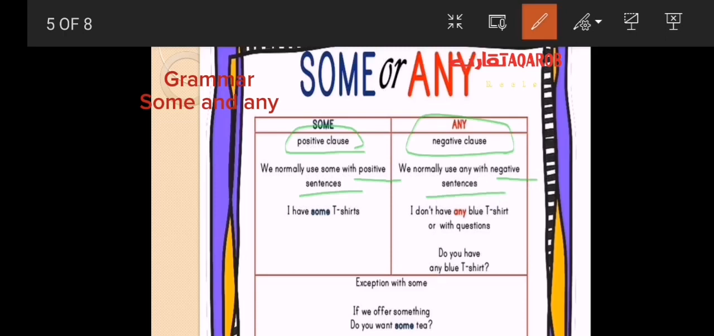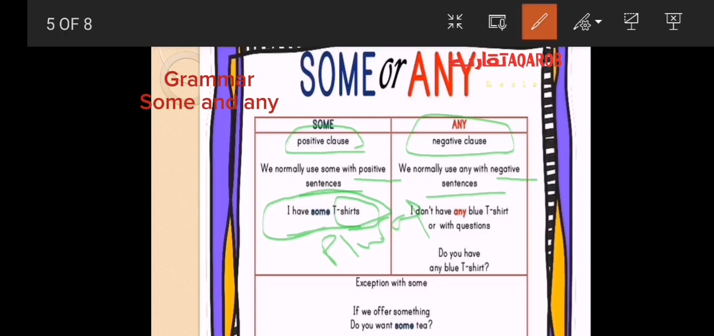Now look at this example. I have some t-shirts. Where is the noun in this sentence? T-shirts. Excellent. Is this noun singular or plural? It's plural. So is it countable or uncountable? Good job, it's countable. Look at the sentence. Is this sentence negative or affirmative, or positive? Yes, positive, affirmative. So do we use any or some? Some. So the correct answer is some.